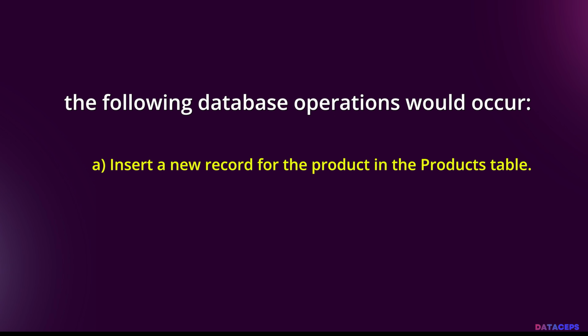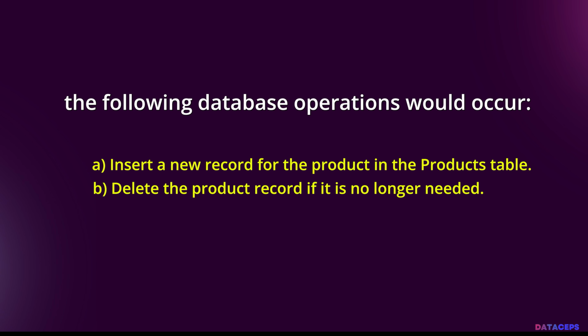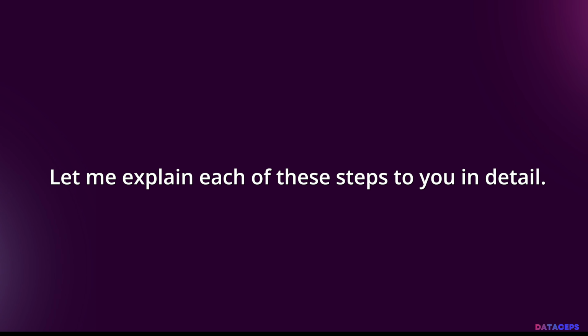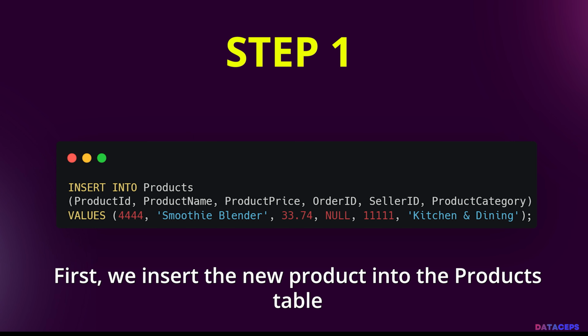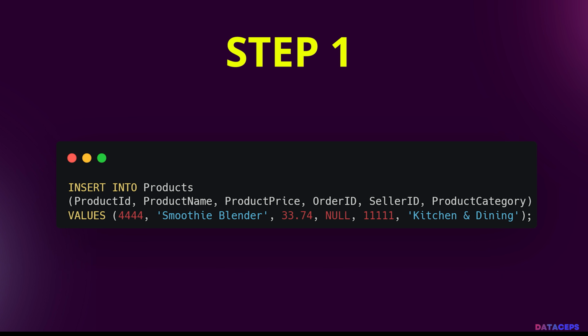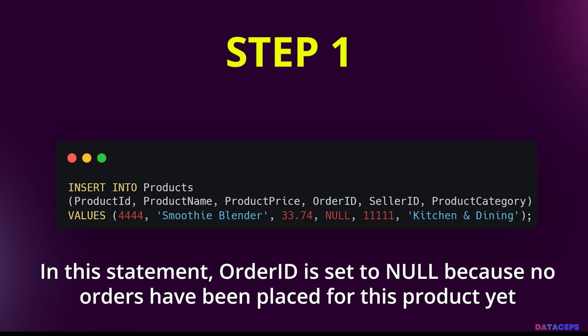A. Insert a new record for the product in the products table. B. Delete the product record if it is no longer needed. Let me explain each of these steps to you in detail. Step 1. Inserting a new record. First, we insert the new product into the products table by using the insert command. In this statement, order ID is set to null because no orders have been placed for this product yet.